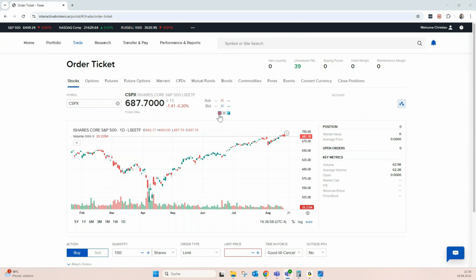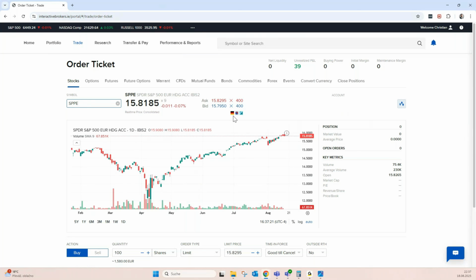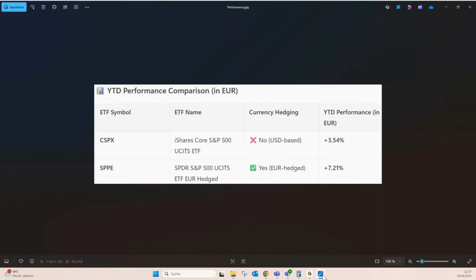So if you have a base currency in euro and the euro went much up compared to the US dollar in the last few months, then the performance will be much worse than, for example, a hedged ETF in Euro Hedge. You can choose here, for example, SPPE. It's tradable in Germany, and here you can already see the name, it's Euro Hedge. And now the most important thing: if we compare both performances in euro since the beginning, it's almost double what you see in the ETF that is hedged in euro.